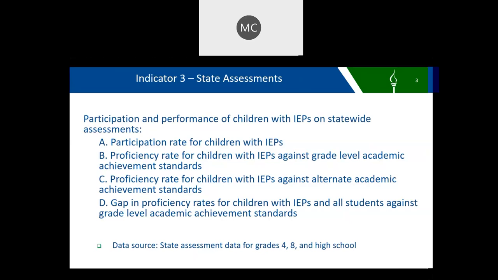Another big change for Indicator 3 is that instead of reporting on all tested grade levels, we will only be including grades 4, 8, and high school, and we will be setting targets for each grade level separately. The data source is state assessment data from the test vendors for the regular MAP assessments in grades 3 through 8 and alternate assessments for grades 3 through 8 and 11, and the end of course assessments at the high school level.